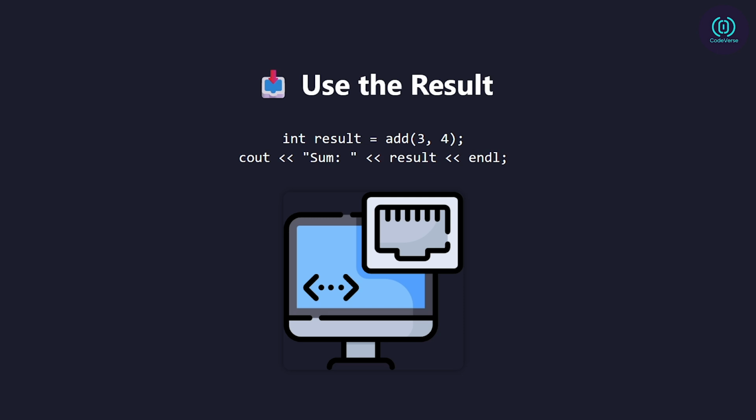Now, in main, we can store the result like this: int result = add(3, 4); cout << "Sum: " << result << endl; This is super useful, because instead of just doing something, the function becomes a tool that we can plug into other parts of our program.